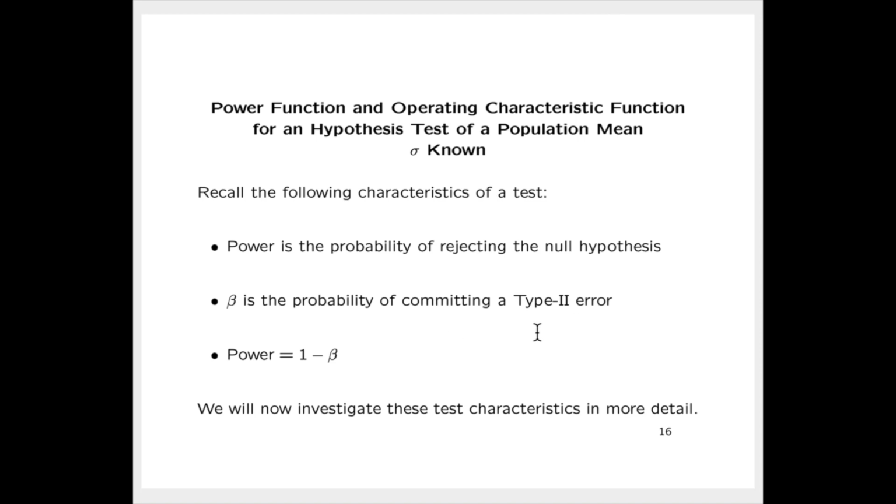Now, it turns out that power and beta are related through this relationship right here. So power is equal to 1 minus beta, or equivalently, beta is equal to 1 minus power, or equivalently also, power plus beta will always be equal to 1. That's a very important relationship that you'll need to understand and remember. Now let's investigate these characteristics in more detail.